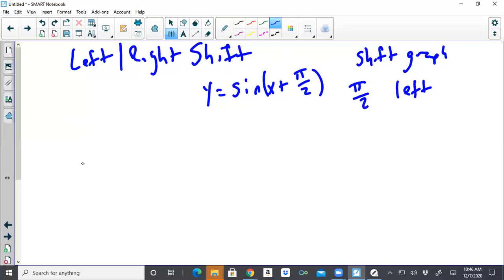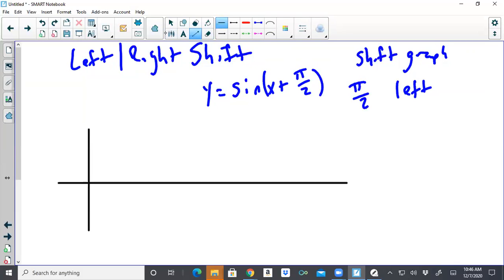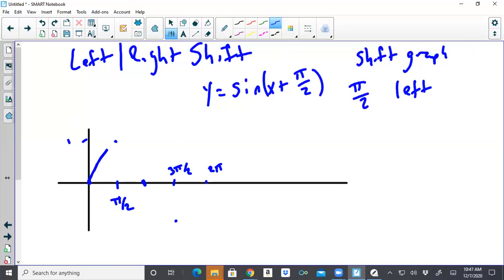So if I look at my normal graph of sine, and all of this applies to cosine obviously too, I have my points. Pi over 2 would be at 1. Pi would be at 0. And then I have 3 pi over 2, and that would be at -1 down here. And then I would have 2 pi. So my normal sine function looks like this.